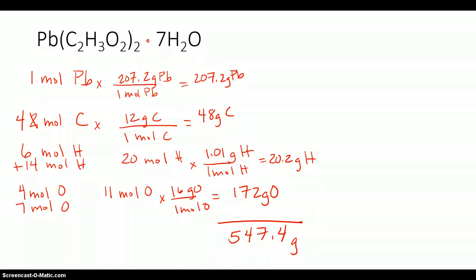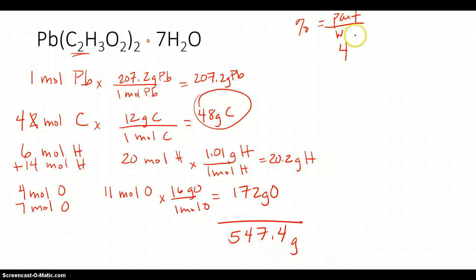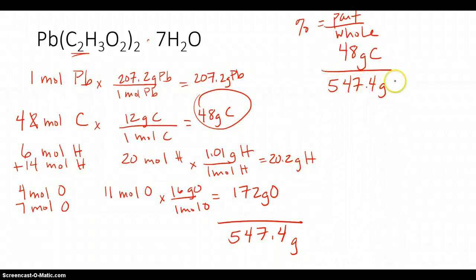So now let's do percent composition of, let's say, carbon. Let's say I want to know what percent of this is carbon. Well, I look here and I know 48 grams of this total is carbon. So percent, remember, is part over whole. In this case, 48 grams of carbon over 547.4 grams of your entire compound, the whole, works out to be, and I'm going to pause this so I can actually do this calculation.